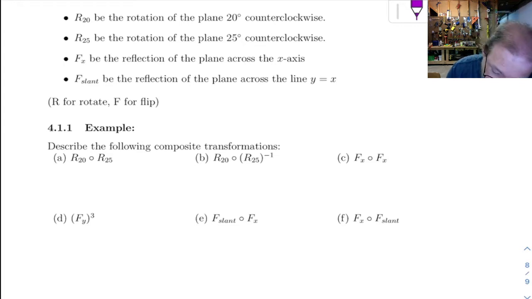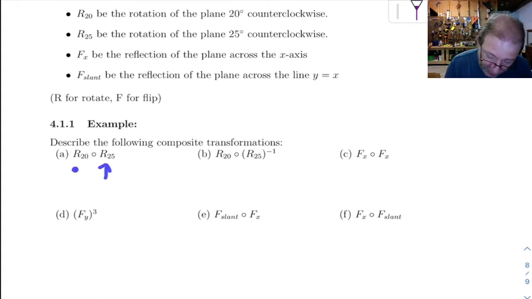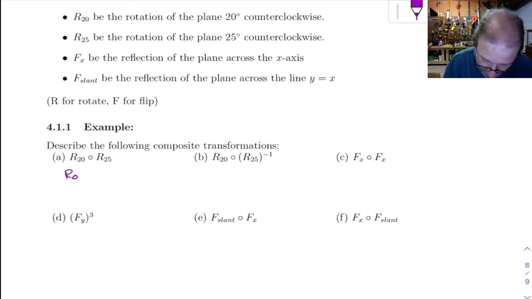Because if you took this and applied it to some vector x, you do R25 of x first, and then you do R20 of that result. And what you would get would be you rotate the thing 25 degrees and then 20 more degrees. So this would be a rotation of 45 degrees counterclockwise.